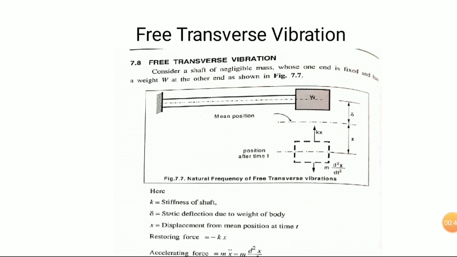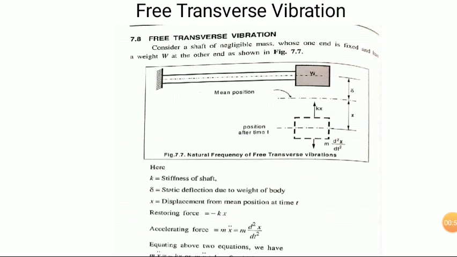Next, what we are considering here is the position of the body after time t, that is after it moves a distance x. So after time t the body moves through a distance x, meaning at a time t, during that time interval the body moves a distance x.